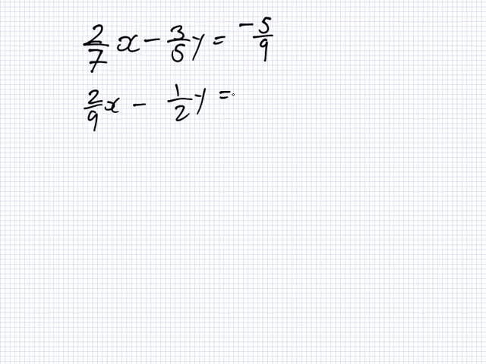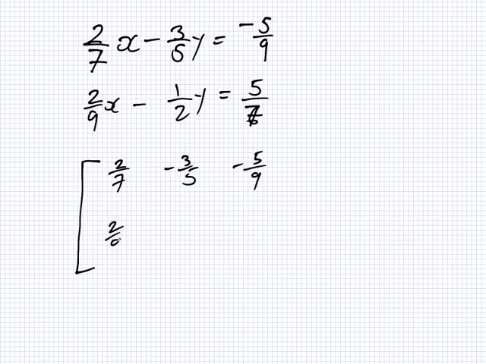2 over 7x minus 3 over 5y equals minus 5 over 9. Okay, and then this one next. 2 over 9x minus 1 over 2y equals 5 over 7. And we'll put it in a block: 2 over 7, minus 3 over 5, minus 5 over 9; 2 over 9, minus 1 over 2, 5 over 7. That's what it is. Block.